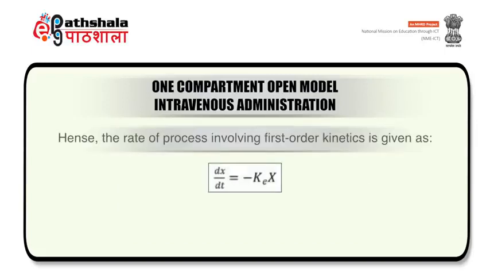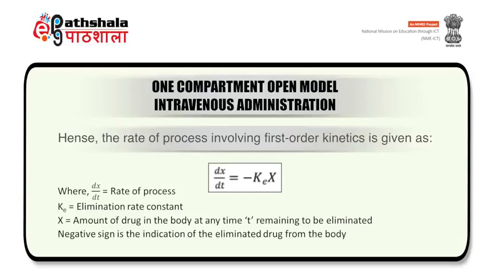Hence, the rate of process involving first order kinetics is given by dX/dt = -KeX, where dX/dt is the rate of process, sometimes also referred to as the rate of change of drug. Ke is the rate constant for the elimination of the drug, and X is the amount of drug remaining to be eliminated from the body at any given time t. The minus or negative sign refers to the drug eliminated from the body.